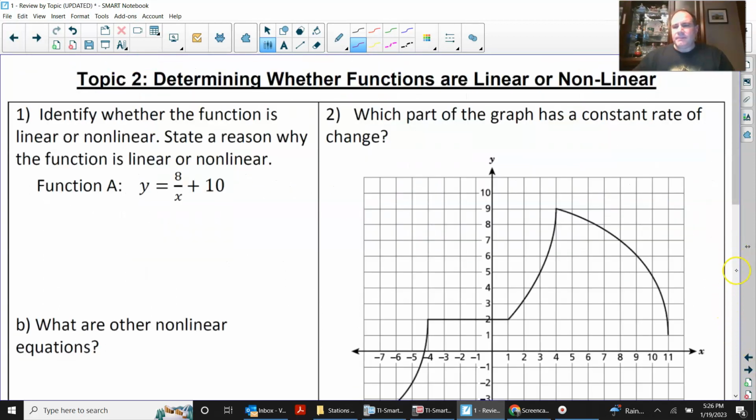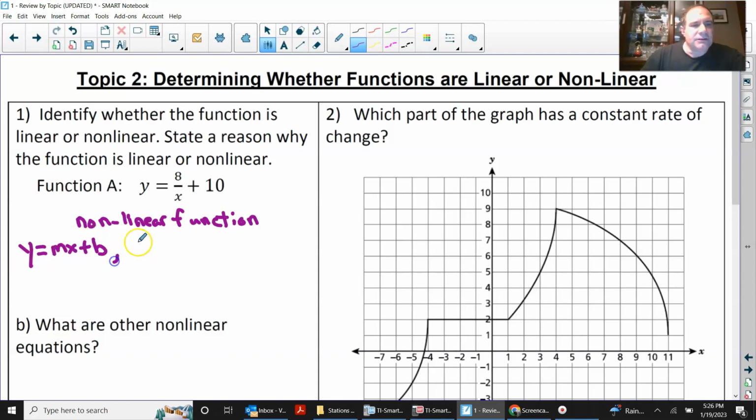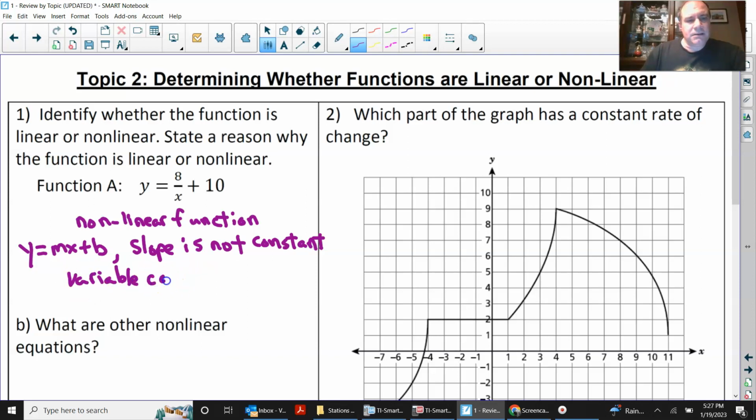All right. Topic number two. To identify whether the function is linear or nonlinear. This is a nonlinear function. The reason why it's nonlinear is because it's not in the format of y equals mx plus b. It must be in that format. The slope is not constant. Right? So that would make it nonlinear. And also, the variable cannot be in the denominator.